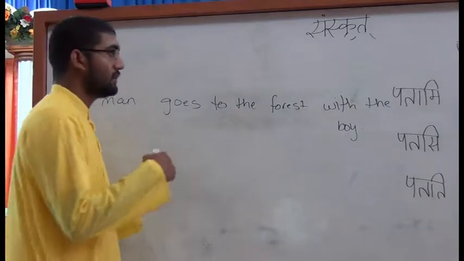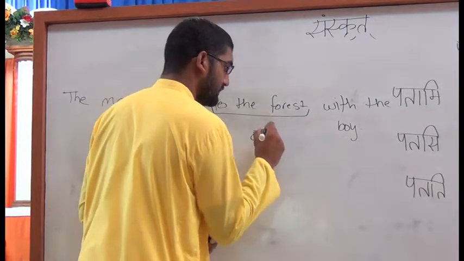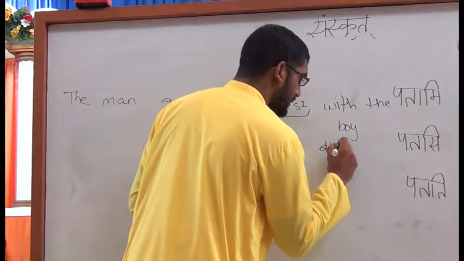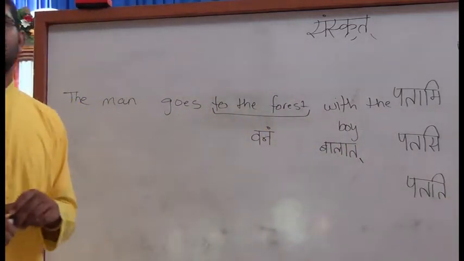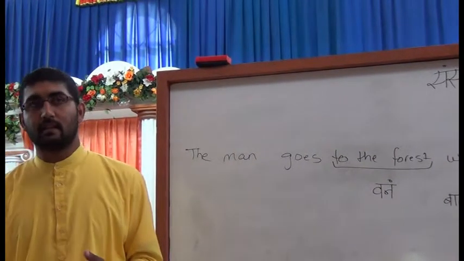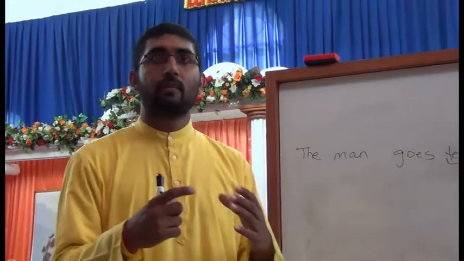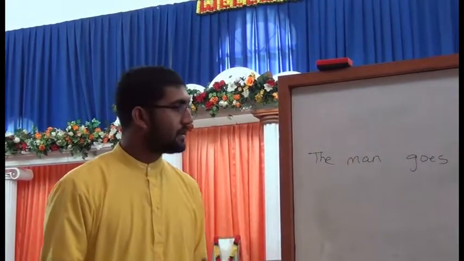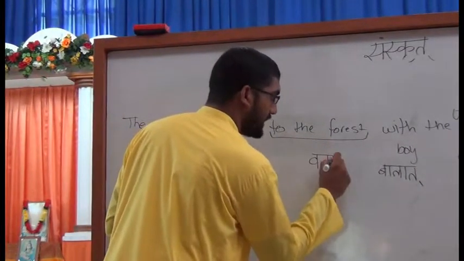Let me repeat that one more time. To the forest, because it's a movement, it goes in second case, so this would be vanam. With the boy, bala. So the rule says once it's a movement to somewhere, it will take second case. Although the fourth case takes control of 2 or 4, once it's a movement to a place, it will take second case. So this is why here it's vanam and it's not vanaya.